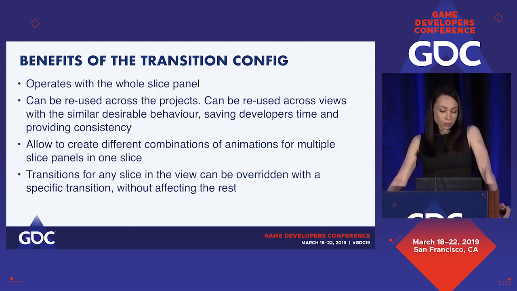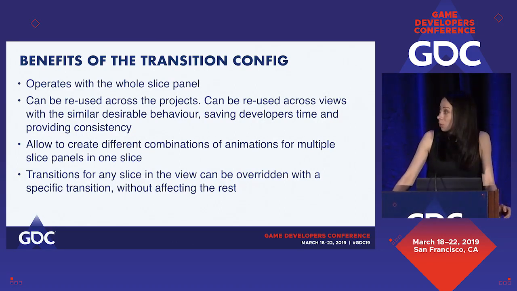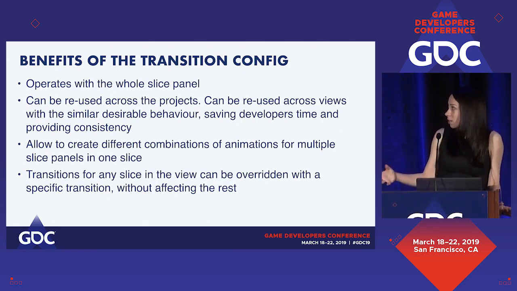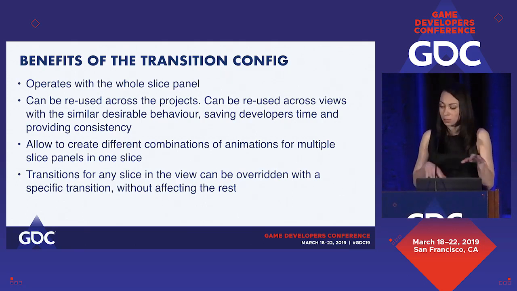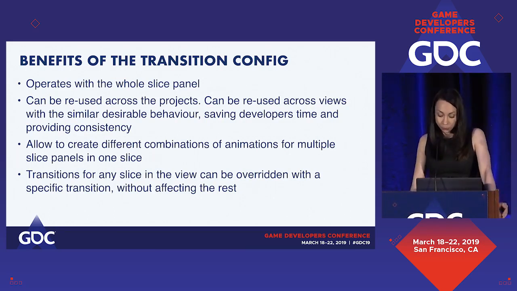And it allows us to create different combinations of animations for multiple slice panels in one slice. As you saw before, I had a combination of a background that was just fading and the pop-up content that was scaling. It's possible because I broke down my content into 2 slice panels, which have 2 different animation target types.